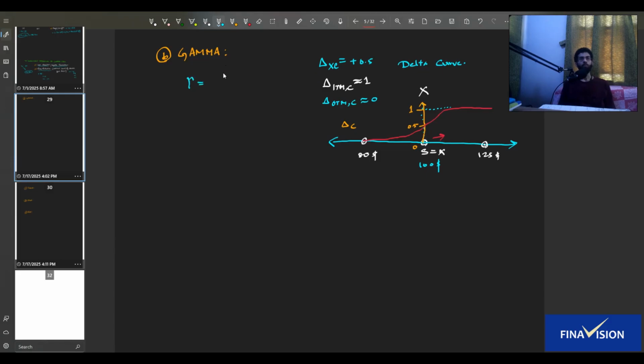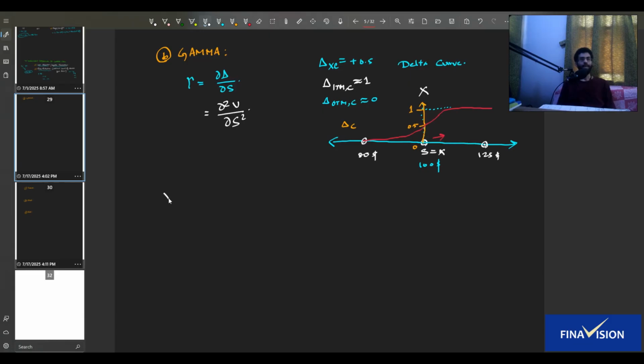Gamma is equal to the rate of change of delta with respect to the price, right? Or we can write it as the second derivative of the value of an option. So this is equal to del 2V by del S2, right? This is the second derivative of the value of an option with respect to price, right? So what do we mean by this?